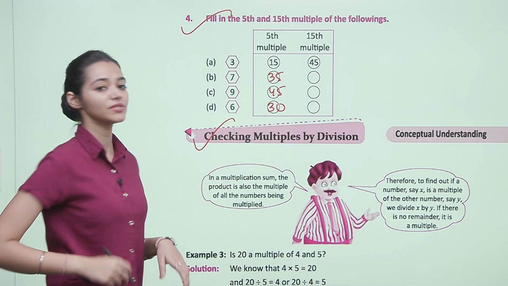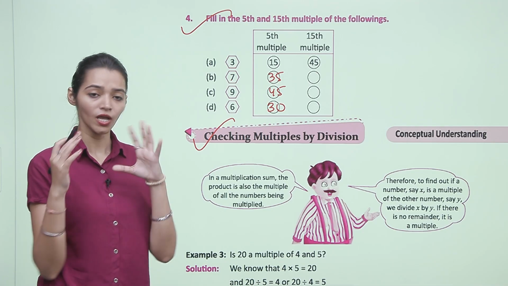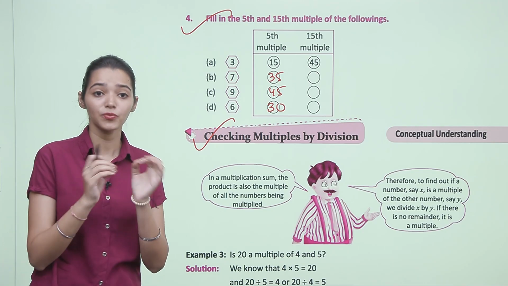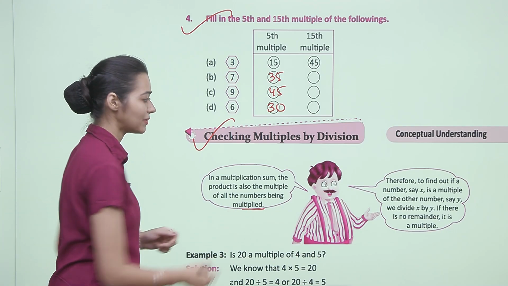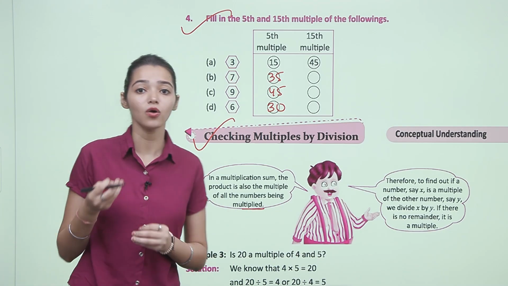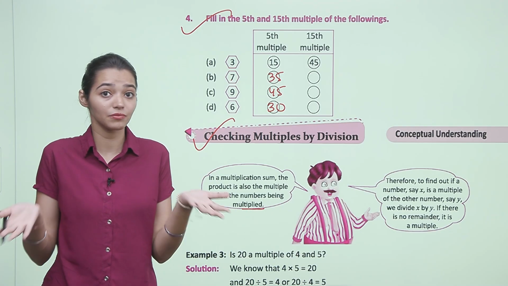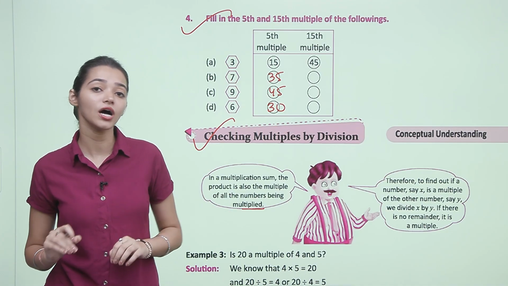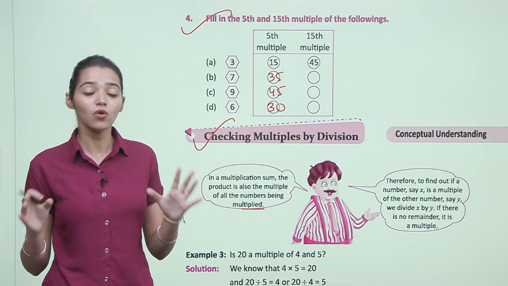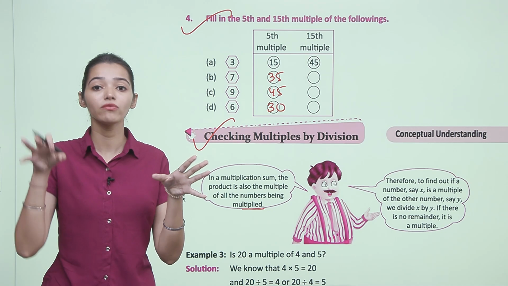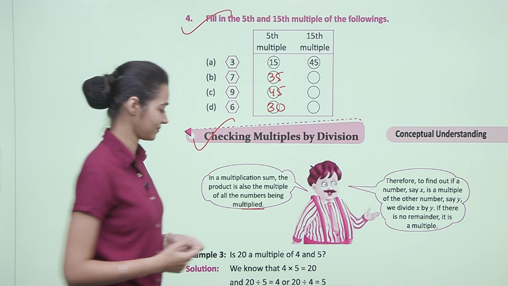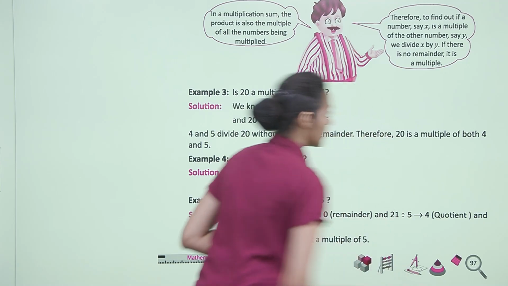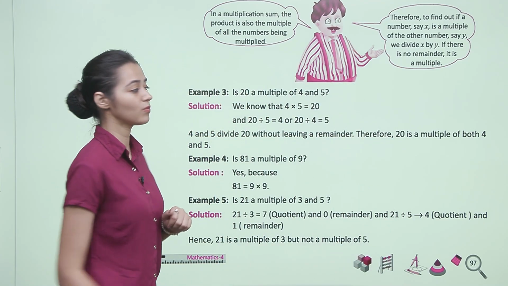Now checking multiples by division. In any multiplication sum, the product is also a multiple of the numbers that are being multiplied, and therefore to find out if a number, let's suppose the number is x, is a multiple of another number, let's say y, we divide x by y. If there is no remainder, that means it is a multiple. Let's understand it better with the help of an example.